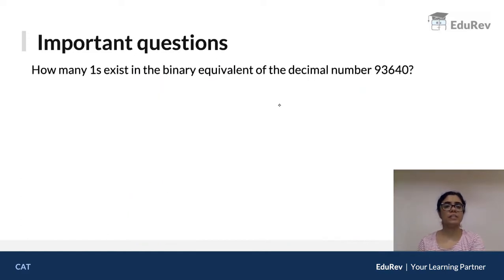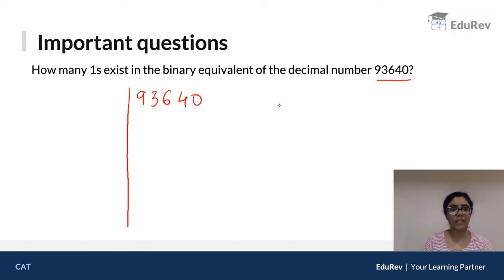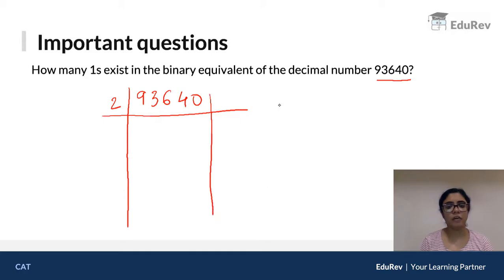How many ones exist in the binary equivalent of the decimal number 93640? So your decimal number is 93640. They are asking you how many ones are there in the binary equivalent. So how do you convert this number to a binary number? We divide the number by 2, and whatever is the remainder, we will write that on the right hand side. So what will this become?